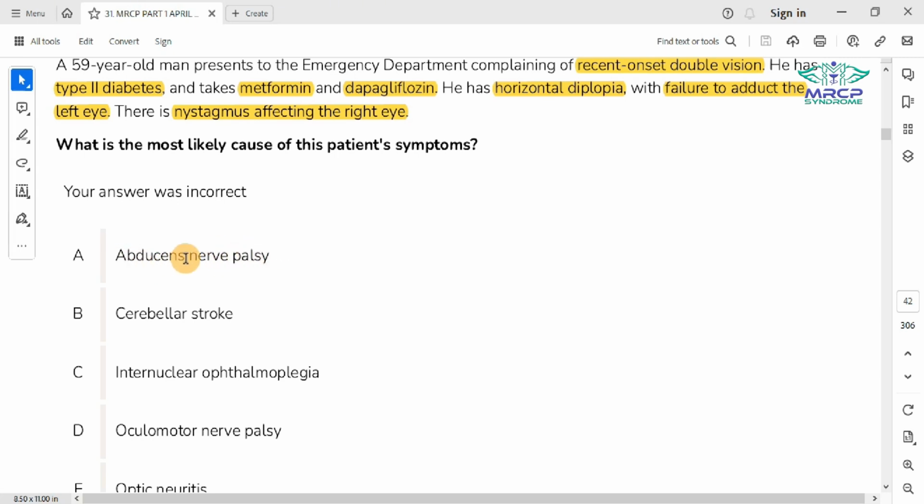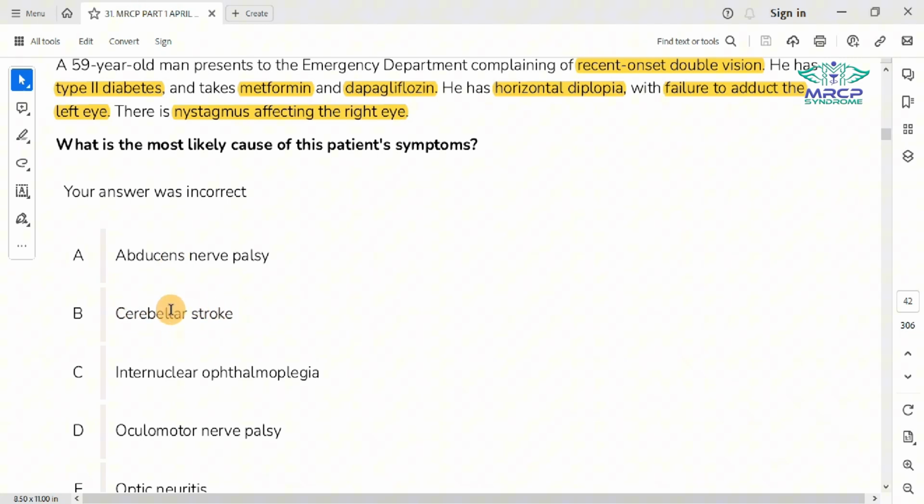paralysis of the lateral rectus muscle. So there would be inability of abduction. So ABD. If abducens nerve is paralyzed, there would be inability of abduction. Whereas in INO, there would be inability or failure of adduction.